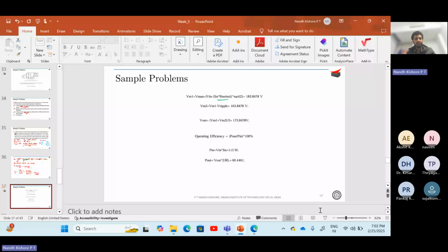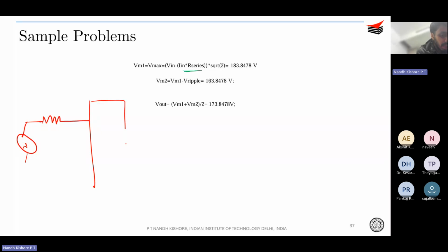So don't forget about this I into R series. I just forgot to consider that, and therefore the efficiency came out to be really high. But the point is, you of course know that in the circuit you have something like, sorry, the diagram is not good, but still you have something like this. Let's say you have a DBR, and then you have the output over here. This is what we were doing.